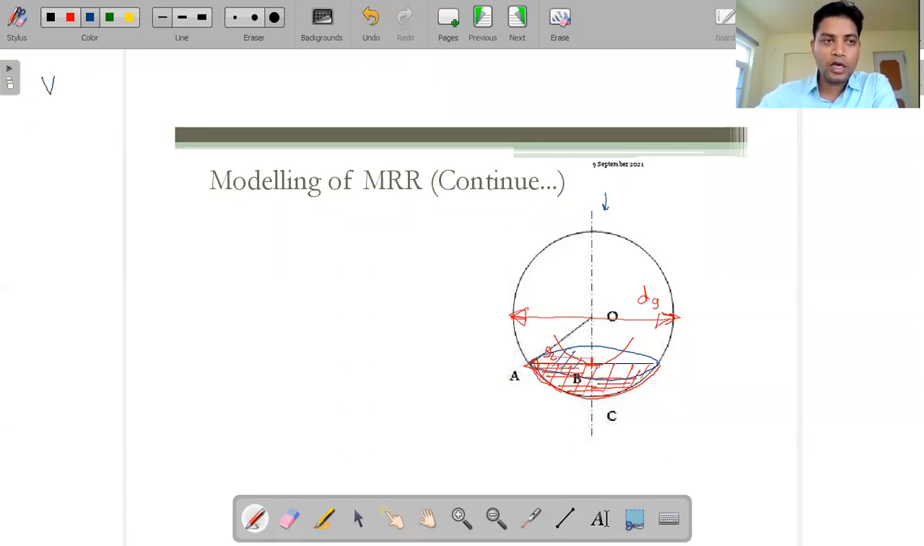When we are talking about the brittle material, the volume of the material which is removed, how much volume is removed when one abrasive particle impinges over the workpiece surface, will be equal to 2 by 3 pi r cube, because it's a semi-sphere. Okay, this is equation number 1.